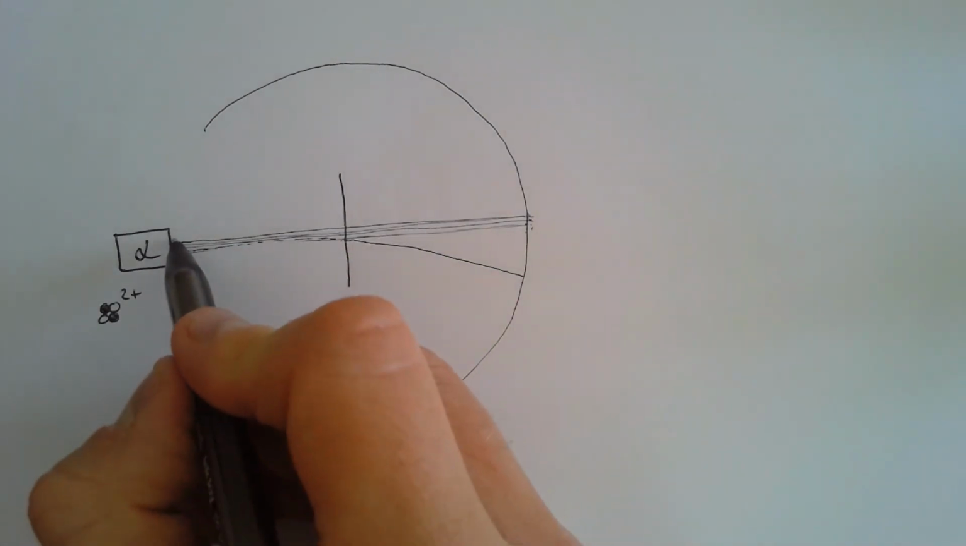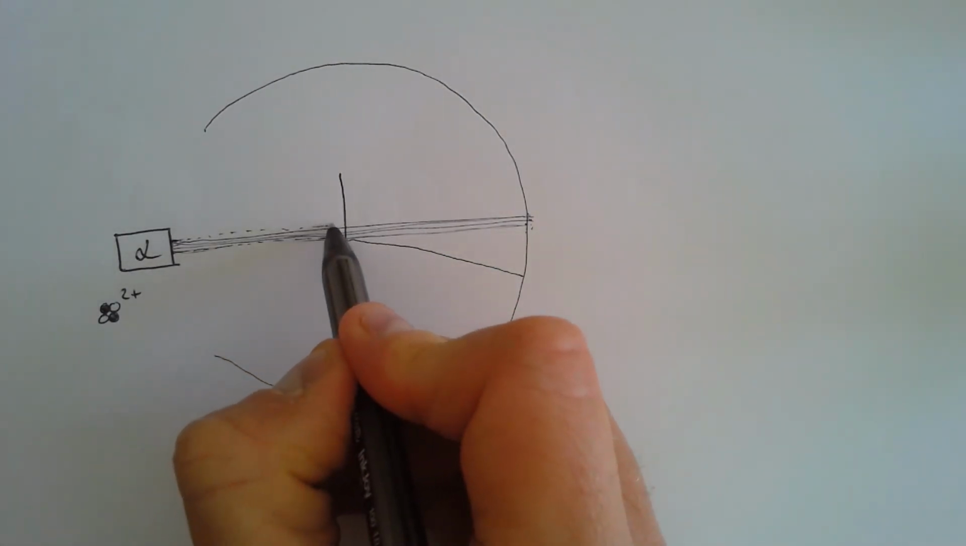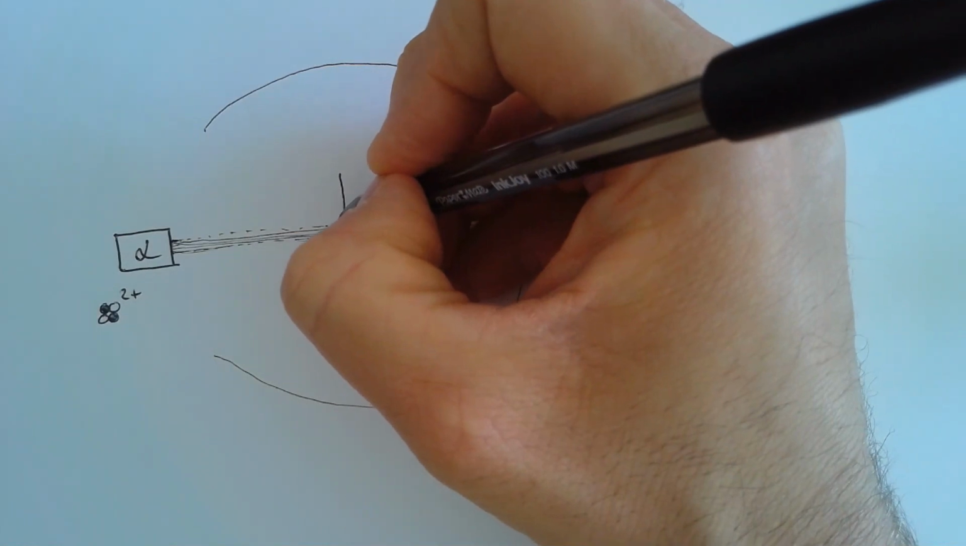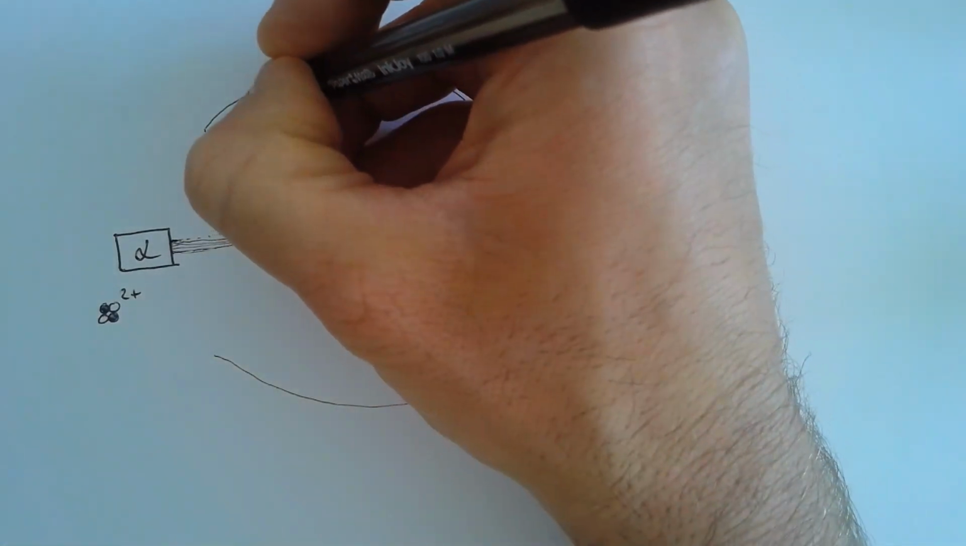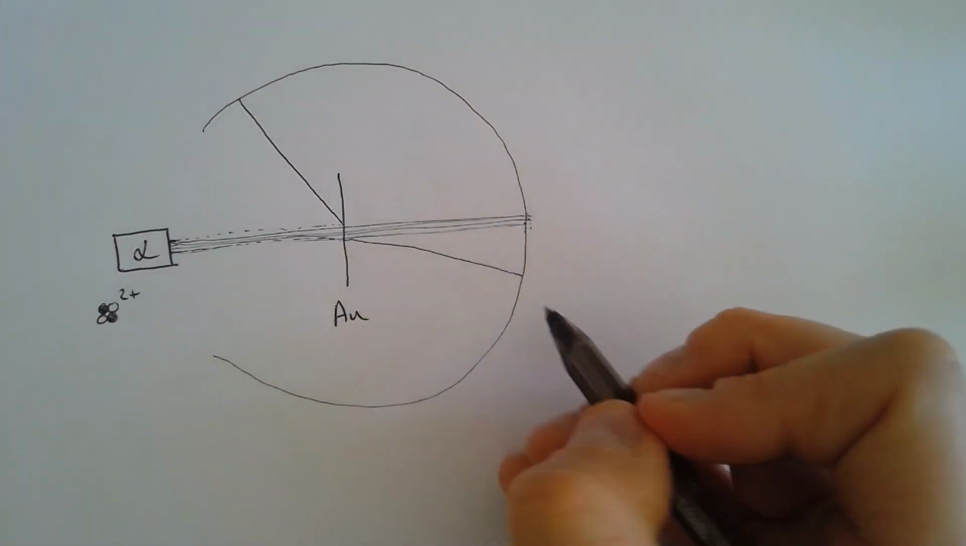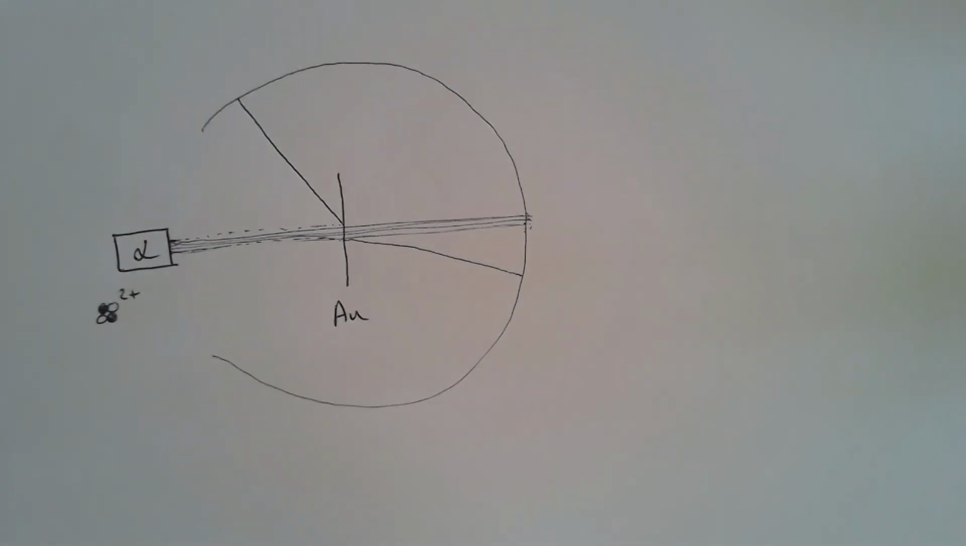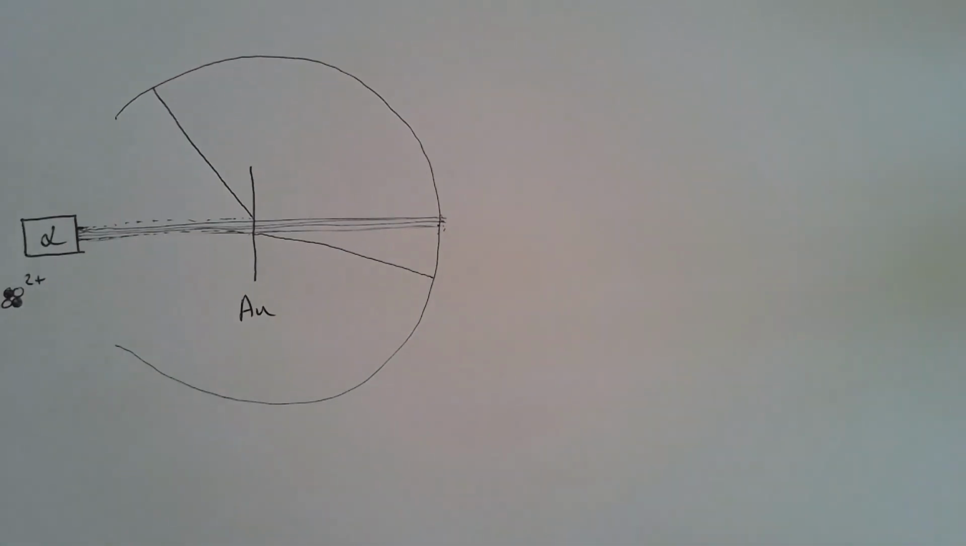and even fewer particles still were reflected backwards. So we'd see a spot there and we'd see a spot there. What this showed was that the majority of the atom, almost all of the atom, was just empty space. So let's have a look at that here.